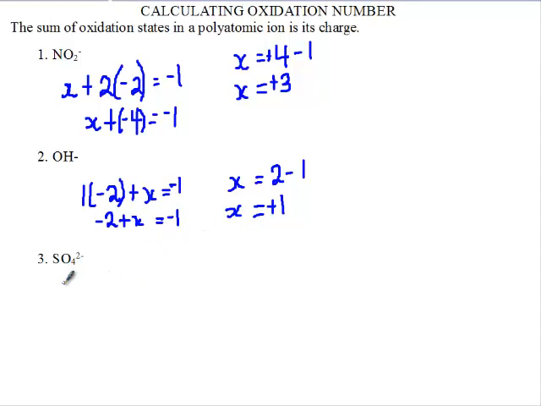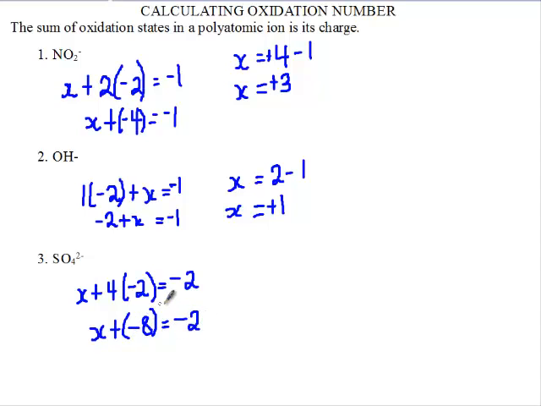Now let's see that of this tetraoxosulfate here. We don't know that of sulfur, so we're going to use X. Oxygen is 4 times minus 2. And all this will be equal to the total charge, which is equal to minus 2. X plus 4 times minus 2 will give us minus 8. And everything is also equal to minus 2.